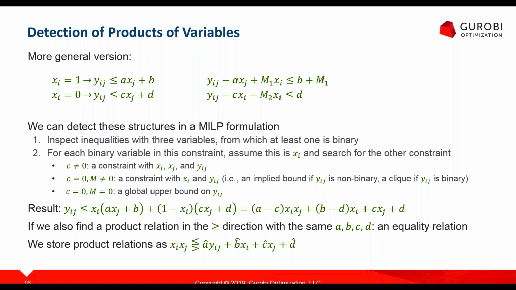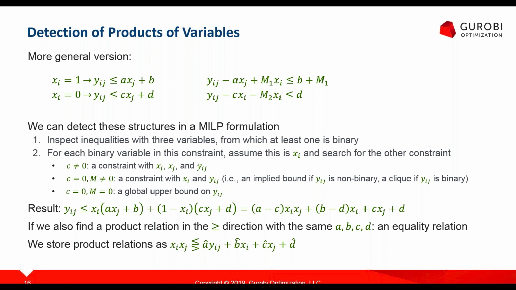So the xj does not appear in the second constraint. In this case, the second constraint is an implied bound if yij is non-binary, or a clique if yij is binary. So this we can find in our tables that we have just discussed.